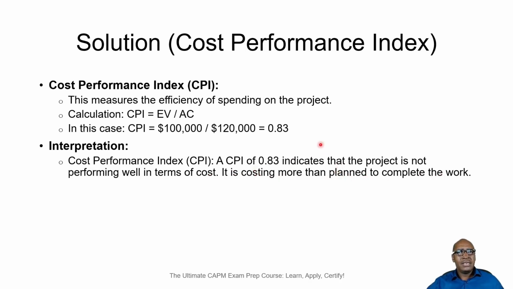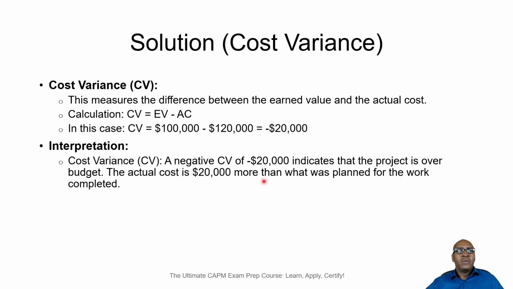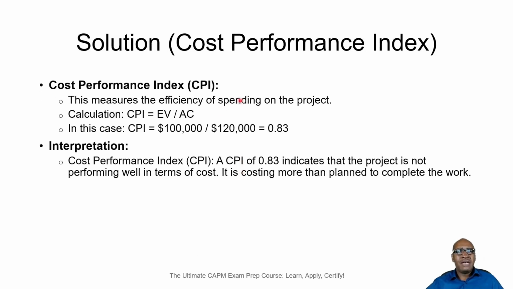So what this is indicating to us, the 0.83, remember we said that if you wanted to get a good CPI, it must be greater than 1. In this case, we didn't get a value that is greater than 1. We got a value that is less than 1. So this is how we interpret these calculations. In this particular question, we had a cost variance of minus $20,000, which indicates that the project is over budget by $20,000, and we have a CPI value of 0.83, which indicates that the project is not performing well in terms of cost.